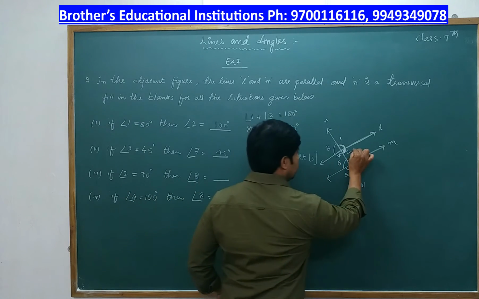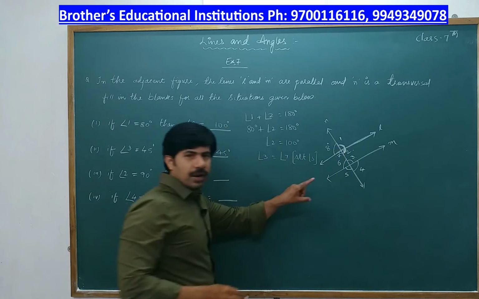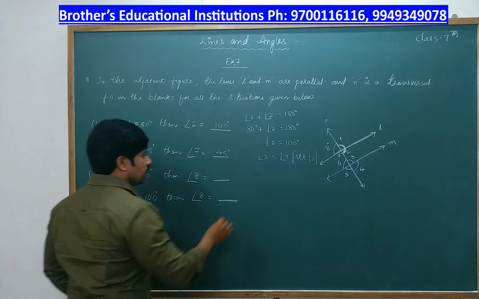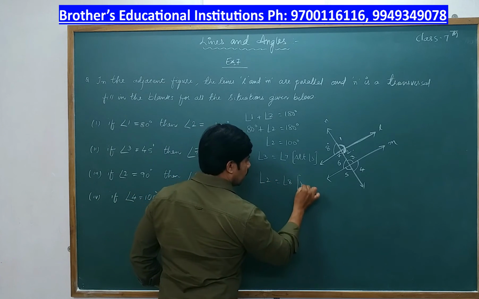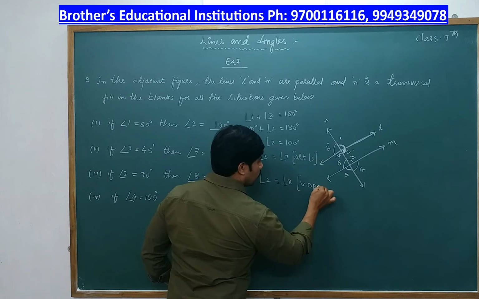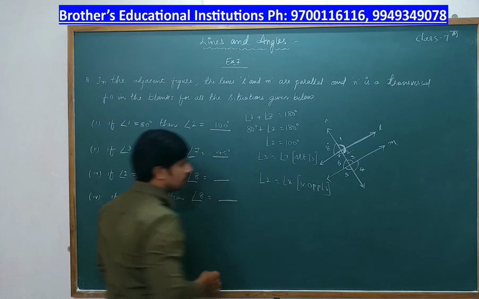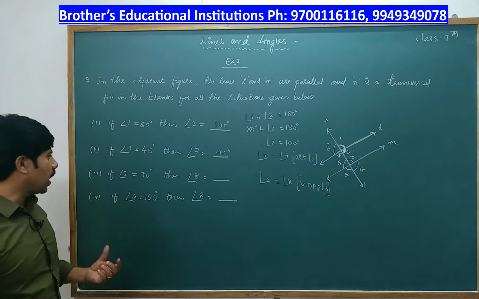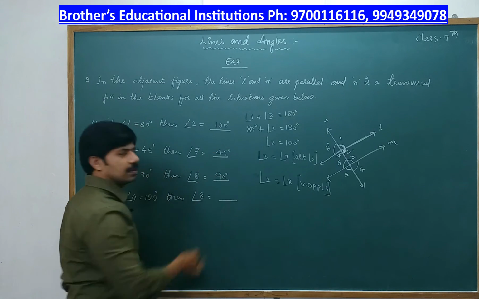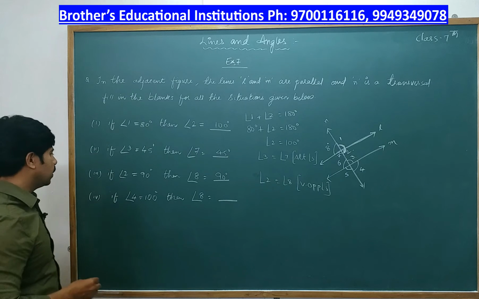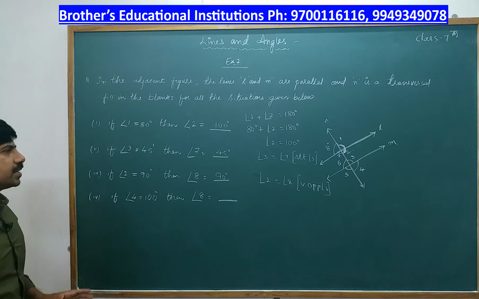Then the next one is angle 2 is 90 and it is asking for angle 8. Angle 2 and angle 8 are vertically opposite angles. Angle 2 is equal to angle 8. They are vertically opposite angles. So what is angle 8? Angle 8 is nothing but 90 degrees.